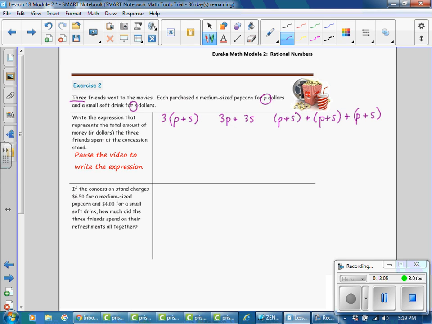at the concession stand. If the concession stand charges $6.50 for a medium-sized popcorn and $4 for a small soft drink, how much did the three friends spend on their refreshments altogether? So the popcorn is $6.50, so that means that P is going to be replaced with $6.50, and the soda is $4, so the S is going to be replaced with $4.